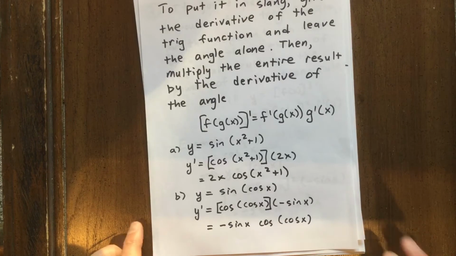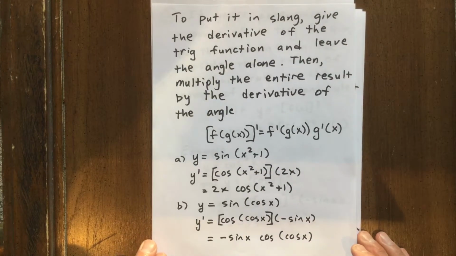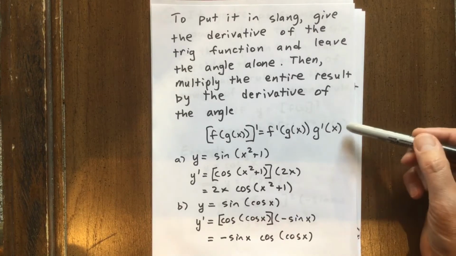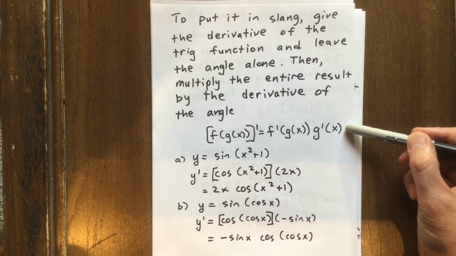To put it in slang, what we might say is give the derivative of the trig function and leave the angle alone, then multiply the entire result by the derivative of the angle. Okay, so here we go. This is a restatement of what we said on the previous page.